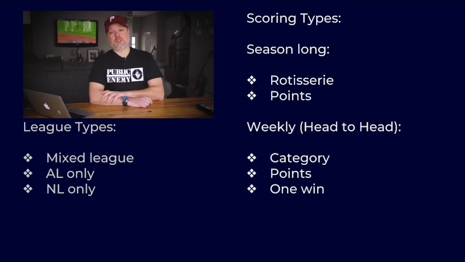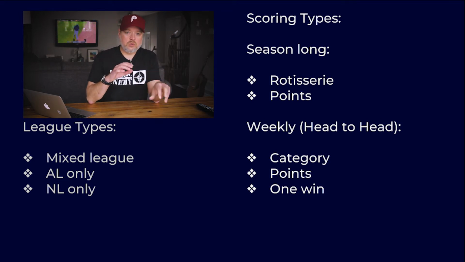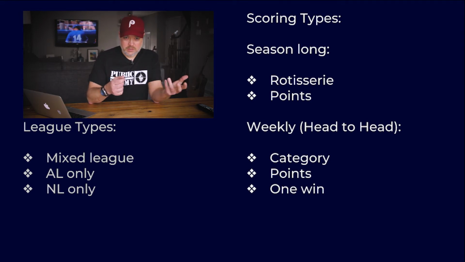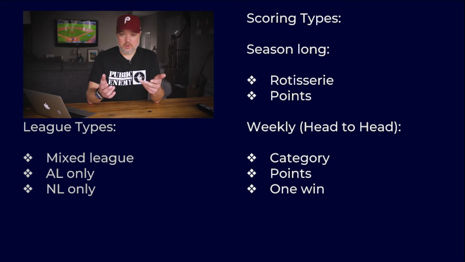Scoring types. Okay, so this is where people have very varied opinions. First of all, there's two ways that scoring occurs. There's season long, and there's weekly. So weekly is head to head. That's when you're playing yourself against another player, and it changes every week. If you're familiar with fantasy football, it's more on that sort of a format. There's different ways that wins or your performance is tracked in that.